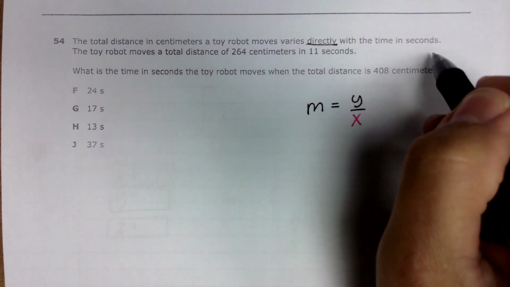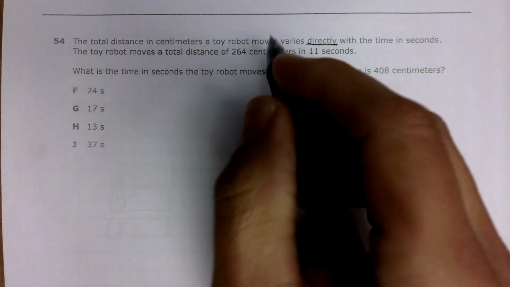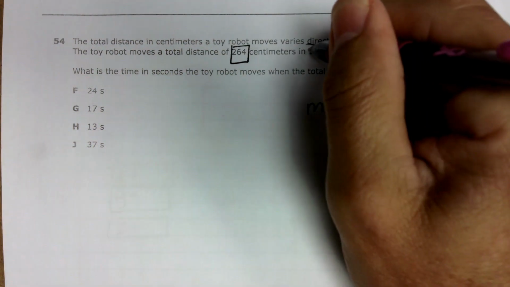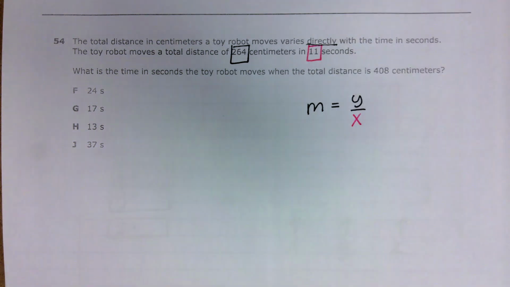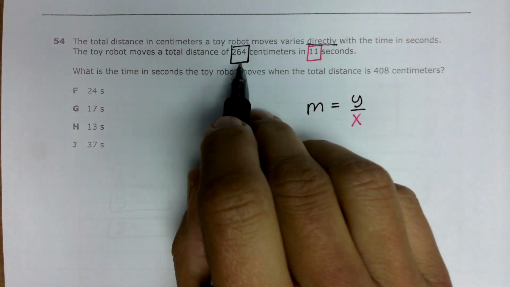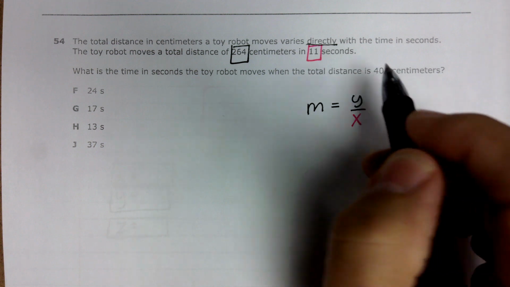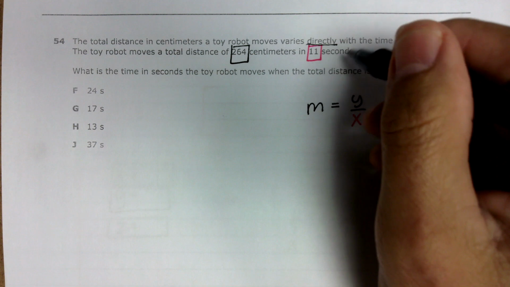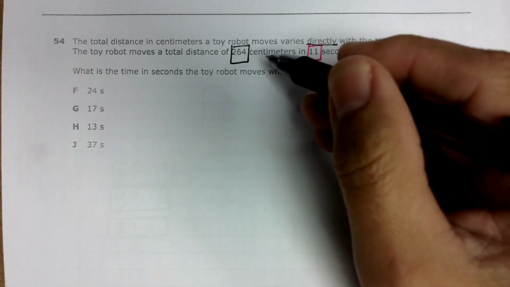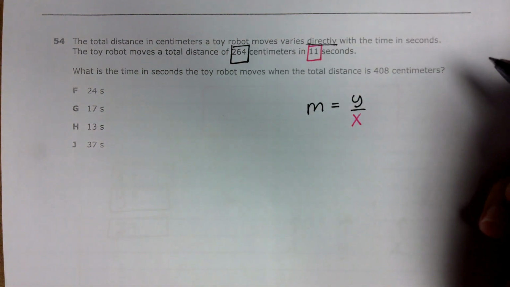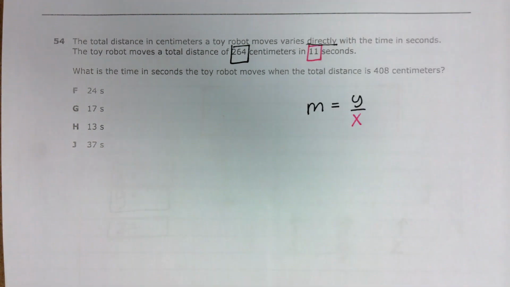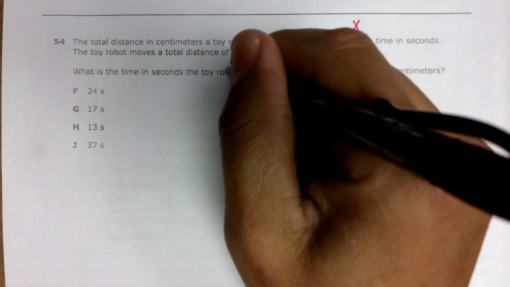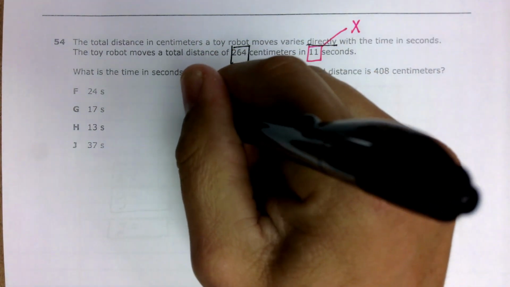Then it says with the time in seconds. The toy robot moves a total distance of 264 centimeters in 11 seconds. Now what I'm going to do is figure out which one of these is y and which is x. When you think about x, always be thinking about the input. Frequently it is going to be time, and the output is going to be a measure that's given based on a certain amount of time. So in this case, I'm pretty confident that 11 seconds represents my x value, and the 264 represents my y value.